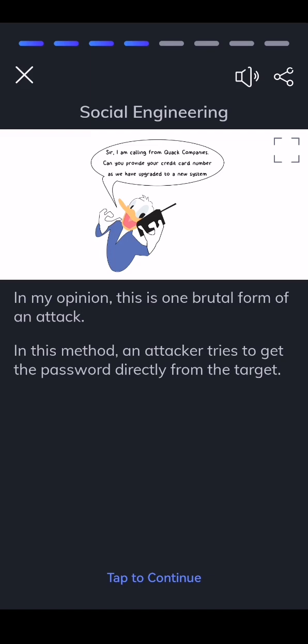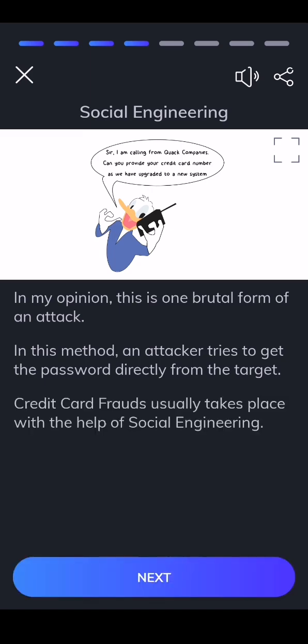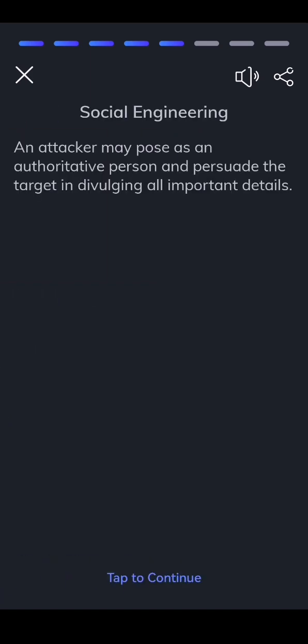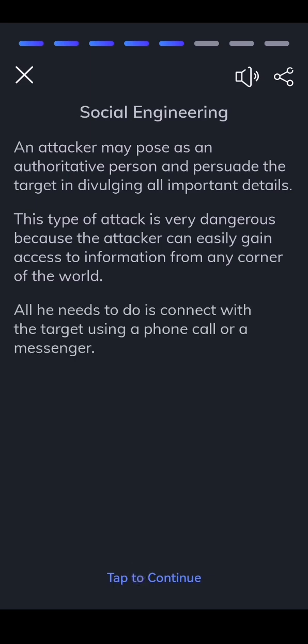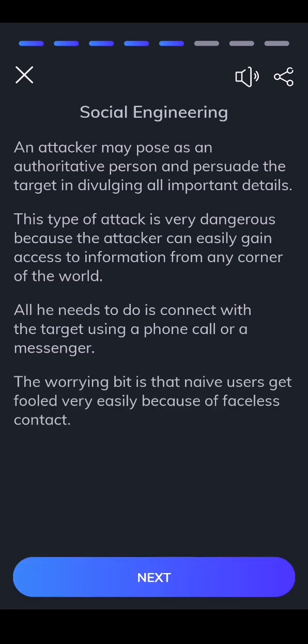In this method, an attacker tries to get the password directly from the target. Credit card frauds usually take place with the help of social engineering. An attacker may pose as an authoritative person and persuade the target in divulging all important details. This type of attack is very dangerous because the attacker can easily gain access to information from any corner of the world. All he needs to do is connect with the target using a phone call or a messenger. The worrying bit is that naive users get fooled very easily because of faceless contact.